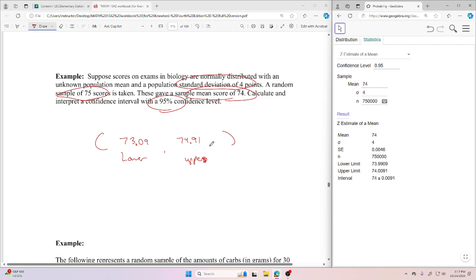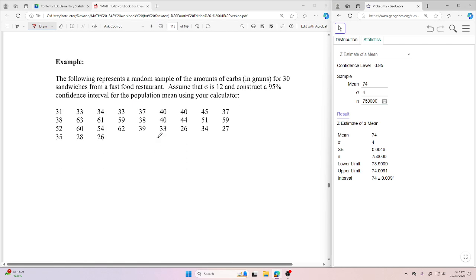Wow, so cool. Anyways, the following represents a random sample of carbs, with a standard deviation, 95%. Do it using your calculator. What does that mean?